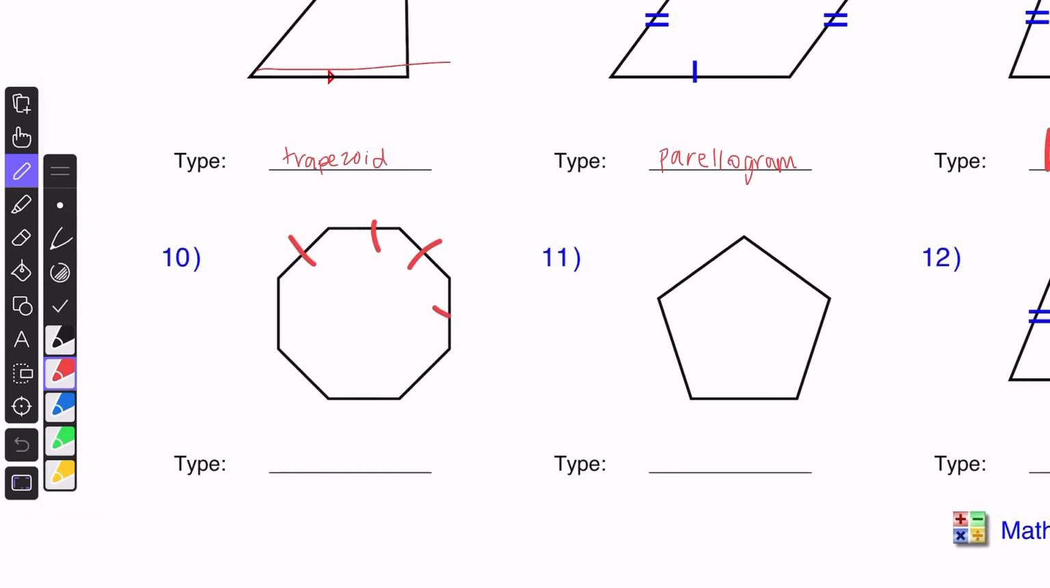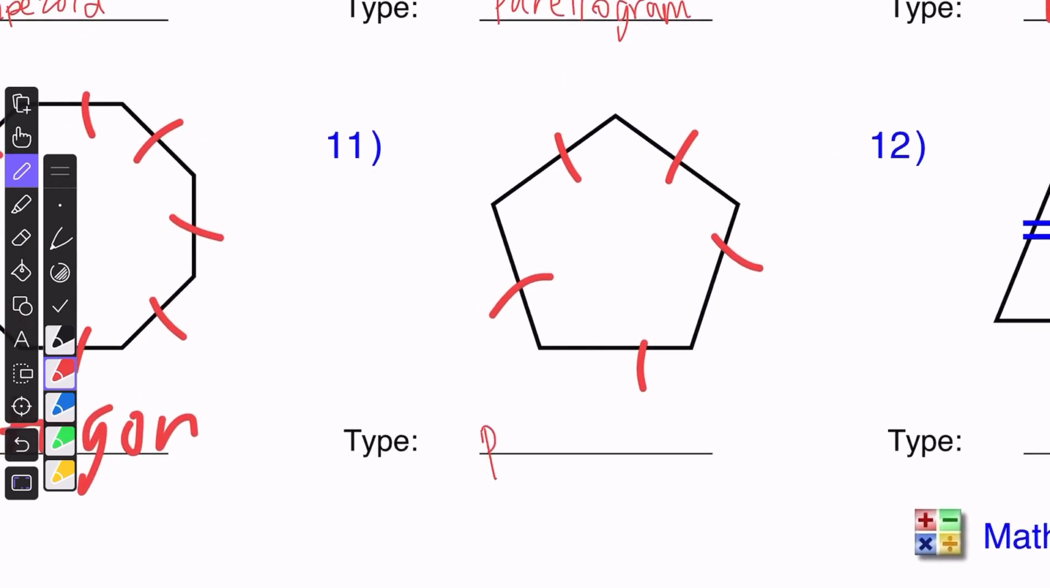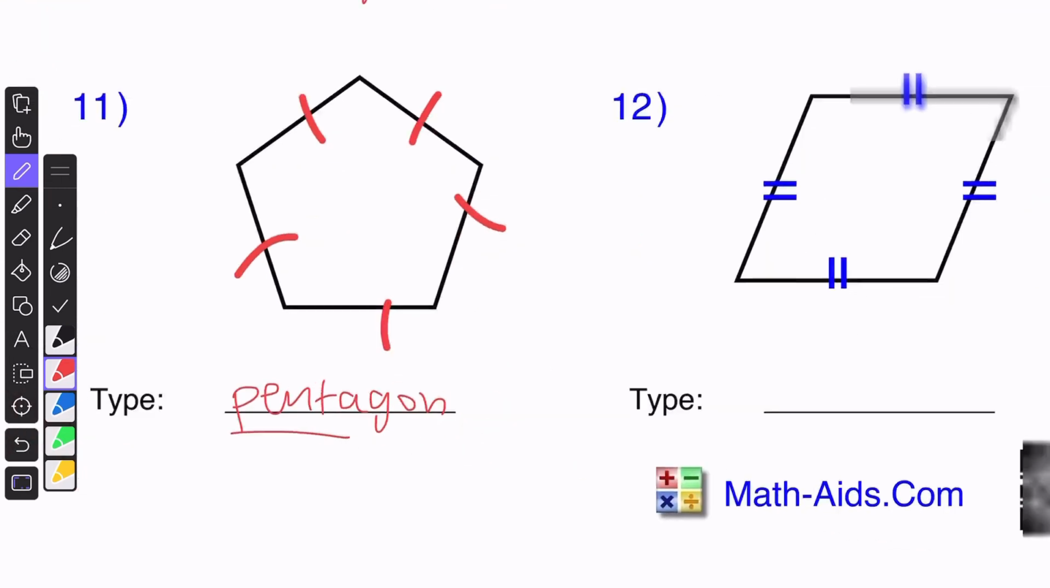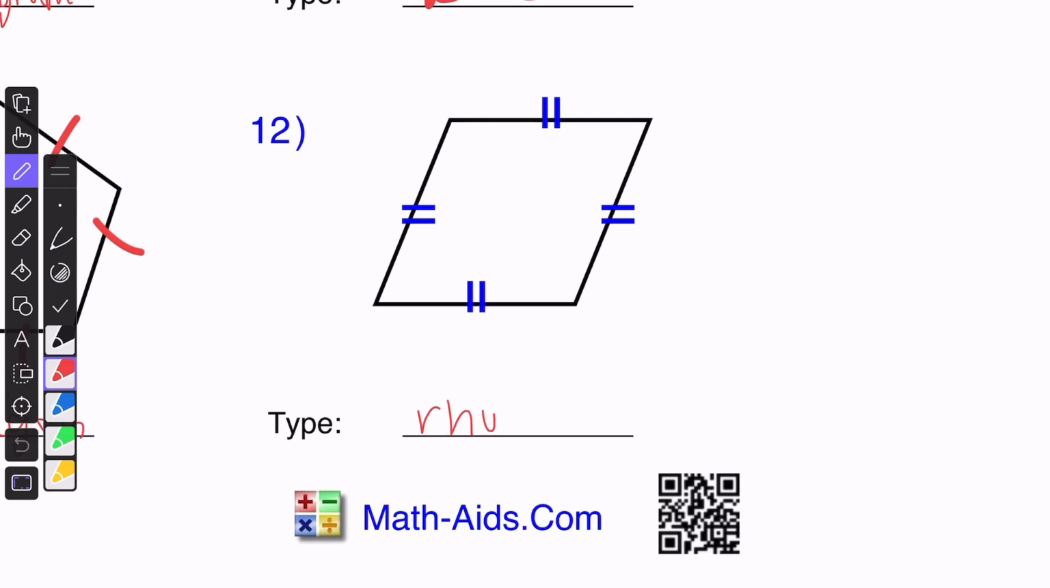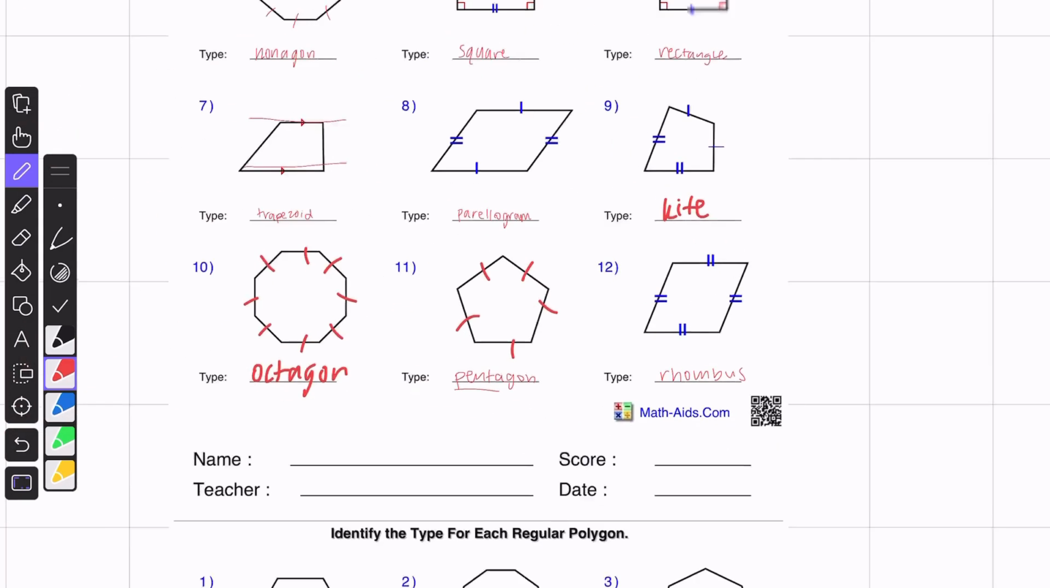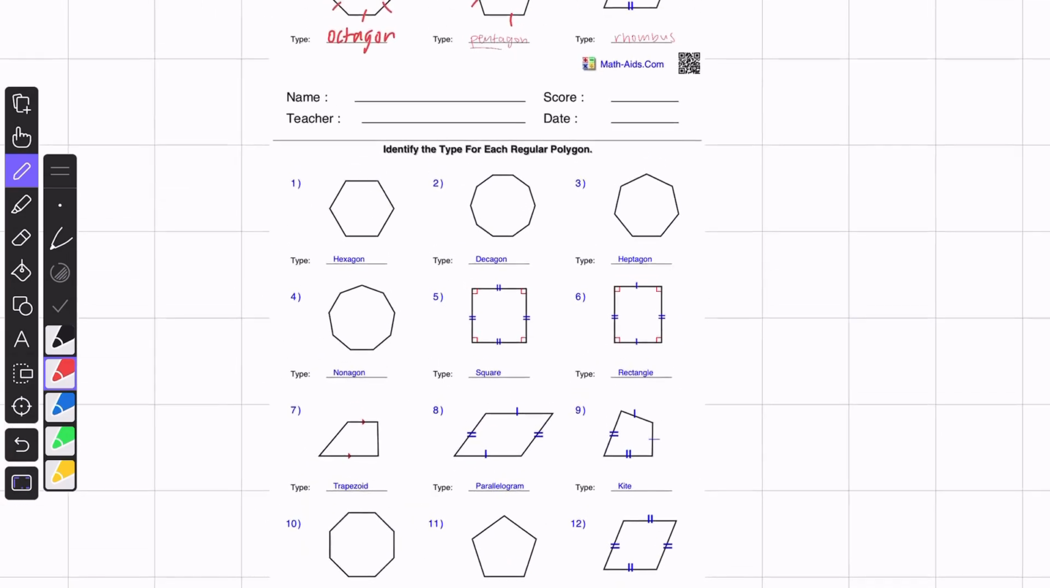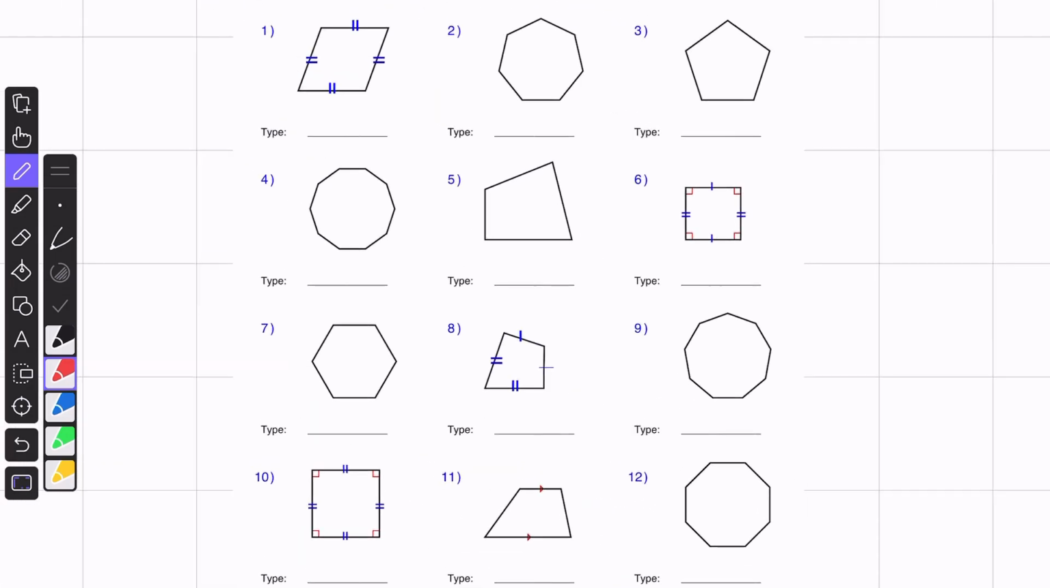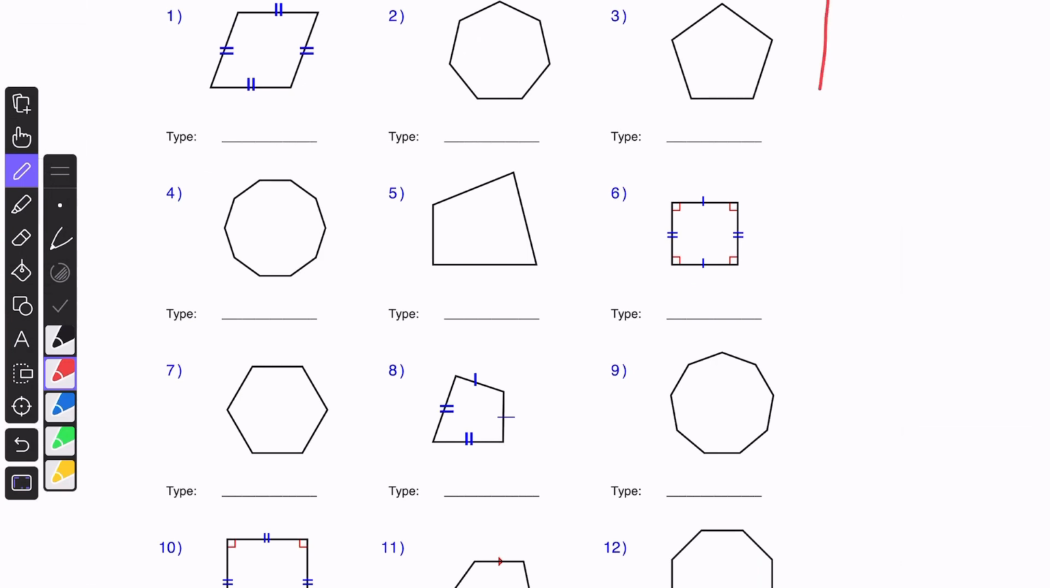1, 2, 3, 4, 5, 6, 7, 8. Octagon. 1, 2, 3, 4, 5. This is a pentagon. You might want to add penta to our prefix list. Penta means 5. And a rhombus. Looks right to me. Let's keep going. I'm going to give you guys these to work on and then come back for the answers.